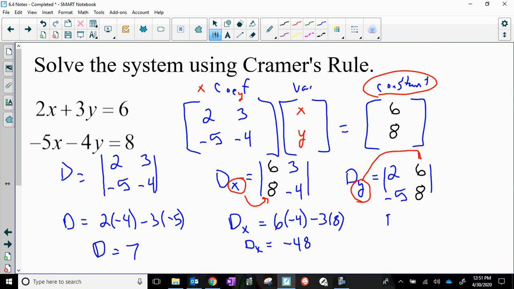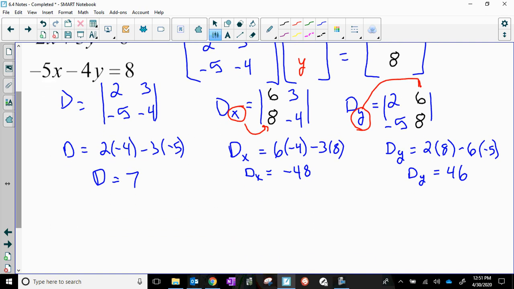And then our last piece is dy. So we got 2 times 8 minus 6 times -5. So 16 plus 30. So dy is 46. Now, don't forget what our goal is. Our goal is to solve the system of equations. Our answer must be an ordered solution where we have an x value and a y value.